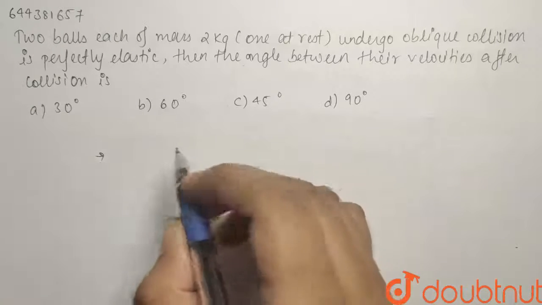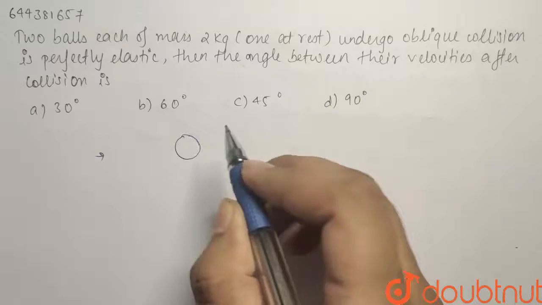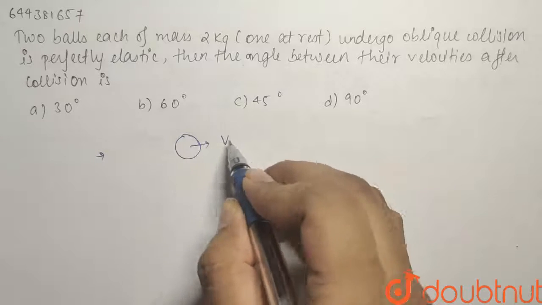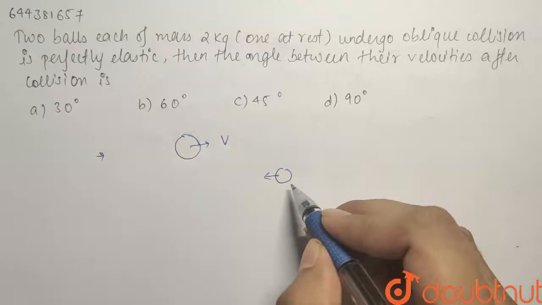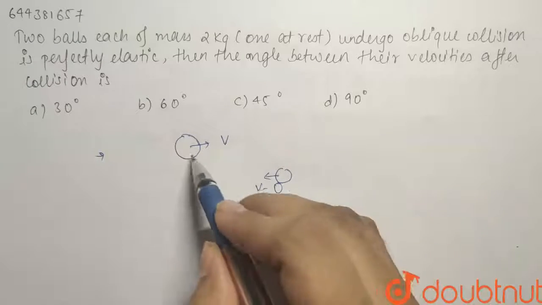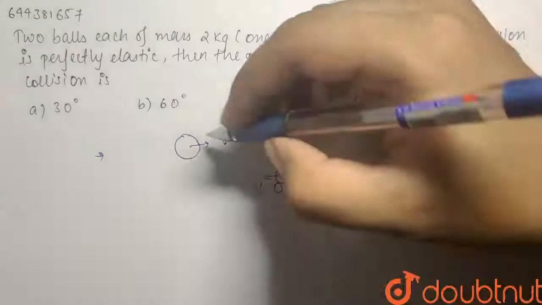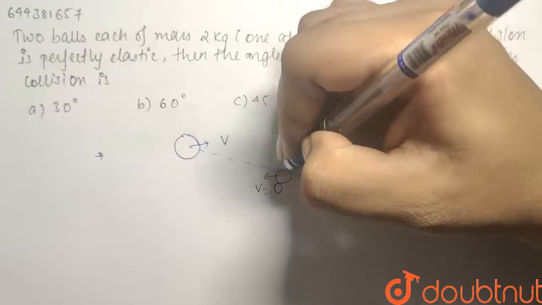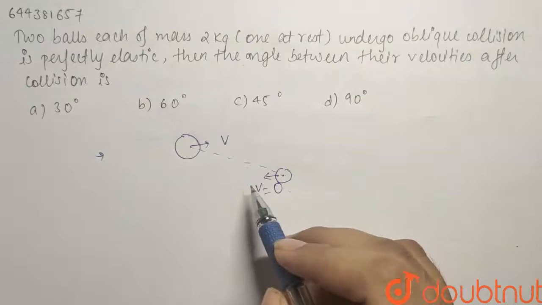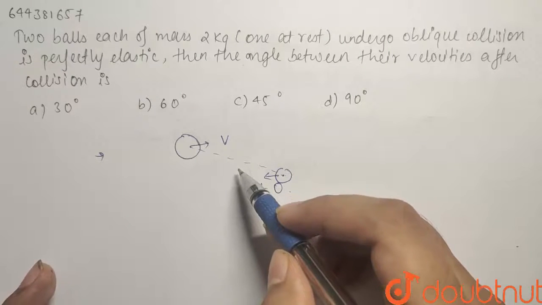So what I have is one ball like this and another ball is here. Both are moving in the opposite direction. One is at rest, so its velocity is 0. And if this is moving, we can say that this will be our common normal. What is the common normal? Nothing but the line joining the centers of both the balls. So this will be the common normal.